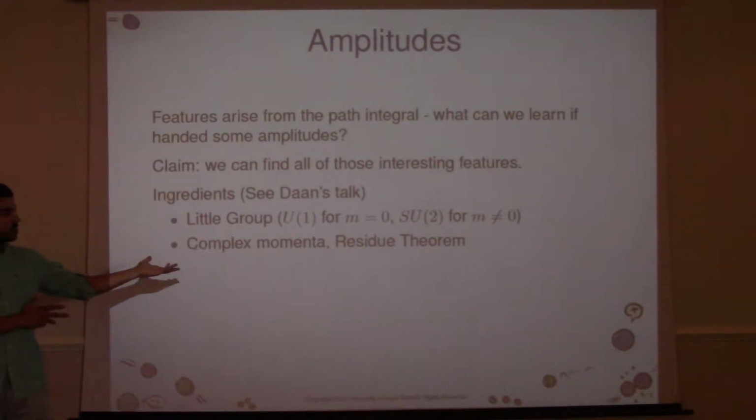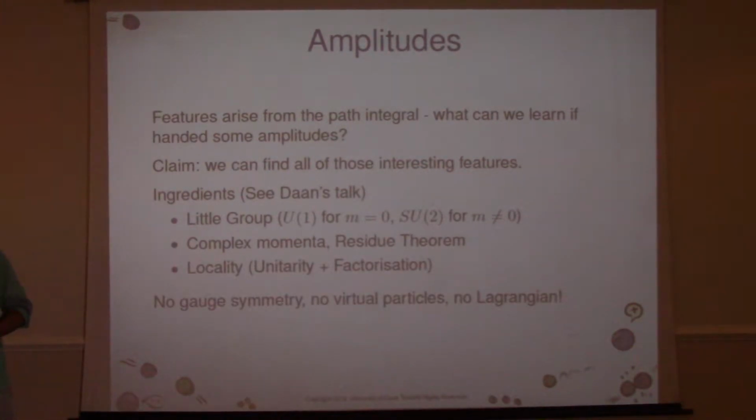As you saw, we needed to complexify the momenta. And you can use all the tools of complex analysis and also locality, which is going to boil down to unitarity and factorization, in order to generate these higher point amplitudes. I want to stress there's no gauge symmetry, there's no virtual particles, there's no Lagrangian of any kind to speak of.